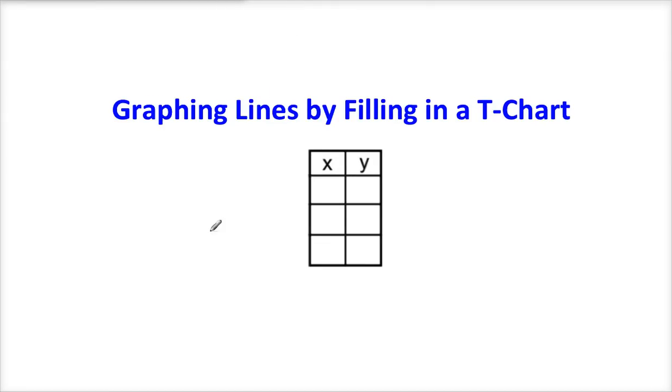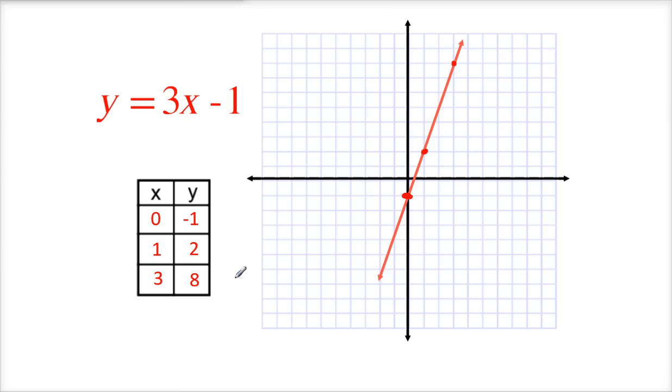This week we're going to focus on how to graph lines when we're given the equation of the line. The first method that we're going to learn for how to graph is by filling in a t-chart or a table. Now I'm going to tell you right off the bat that this method for graphing will work 100% of the time. So this is a method that you really want to learn and understand because you can always fall back on it.